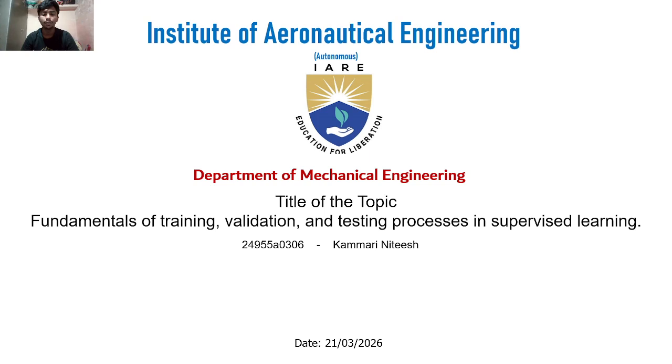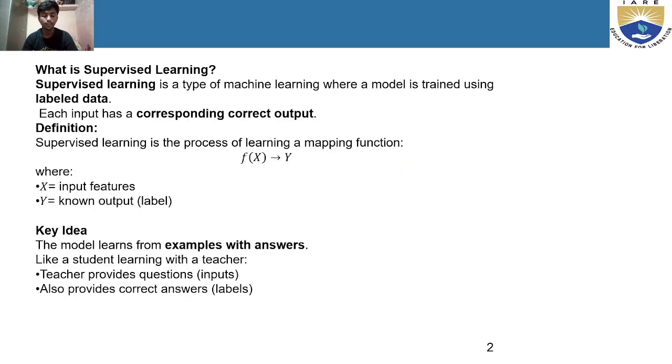My topic is the fundamentals of training, validation, and testing process in supervised learning. Supervised learning is where a model learns a mapping from input features to output labels using labeled pairs. To build a reliable model, the dataset is divided into three parts: training set, validation set, and test set.